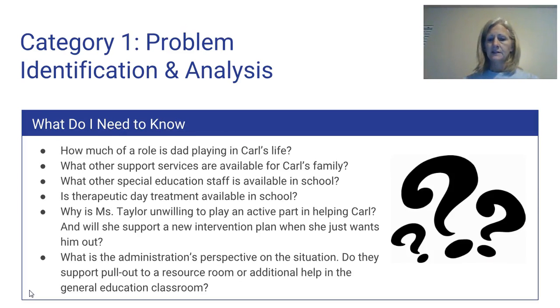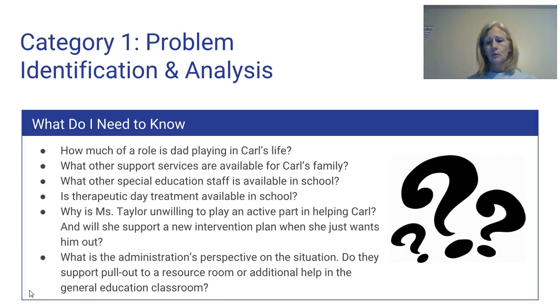What do I need to know? I need to know more about the dad, because he was not really identified much in the case study. I don't know what kind of a role he plays in Carl's life. We need to find out what other support services are available in the community and in the school for Carl and for his family. And we also need to know what other special education staff is available who could help support Carl in his troubles. Is there therapeutic day treatment at the school? I know some schools through social services have other outside resources that come into the school building to help students who are having problems.